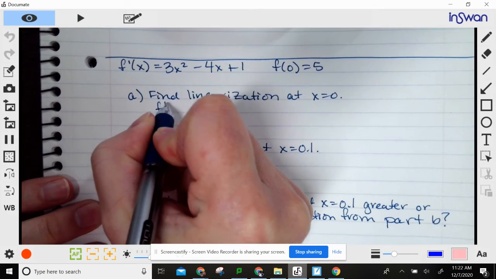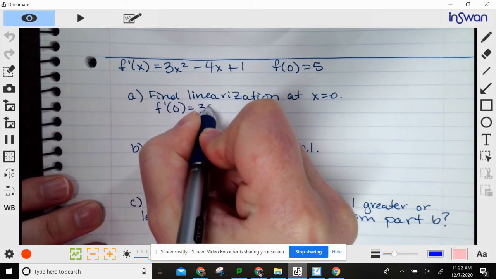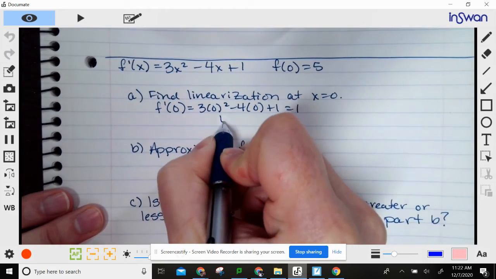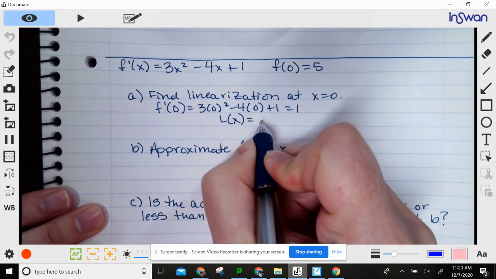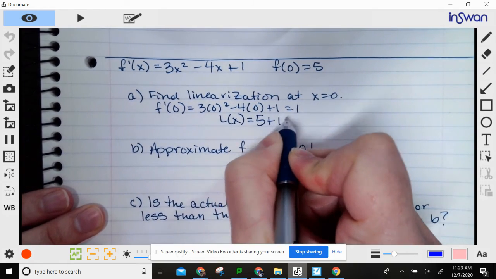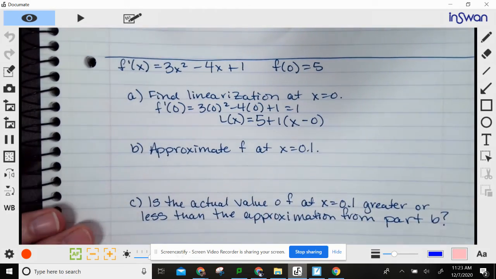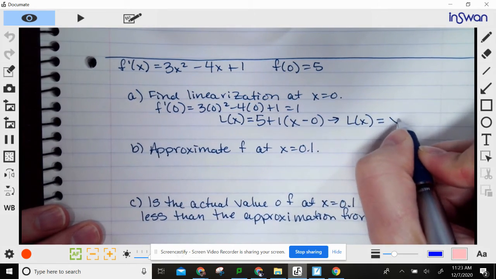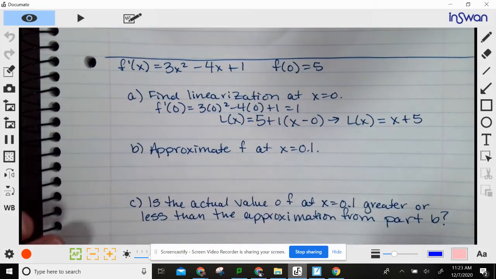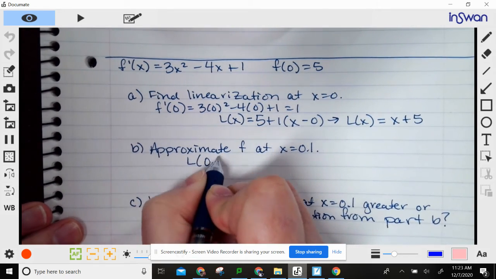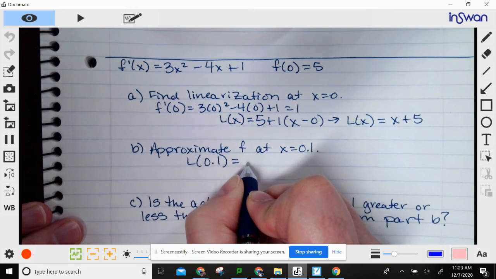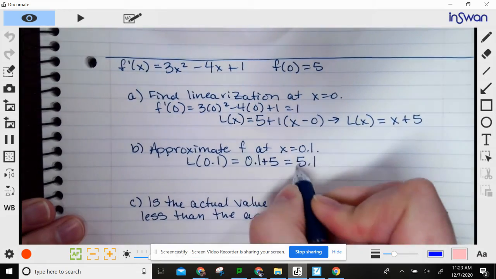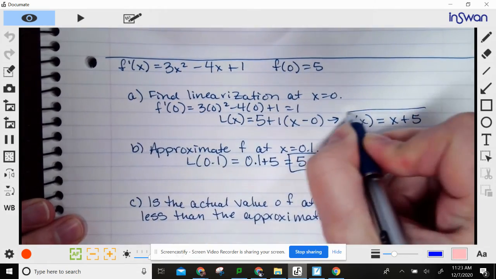So the first thing that I need to do, I need to find f prime of 0, which is 1. And I'm setting up my linearization. So I have 5 plus 1 times x minus 0. So if I simplify this, which I do like to simplify these because it does make our life a lot easier, I get x plus 5. Woohoo! All right, so our linear approximation at point 1, I get 0.1 plus 5, which is 5.1.